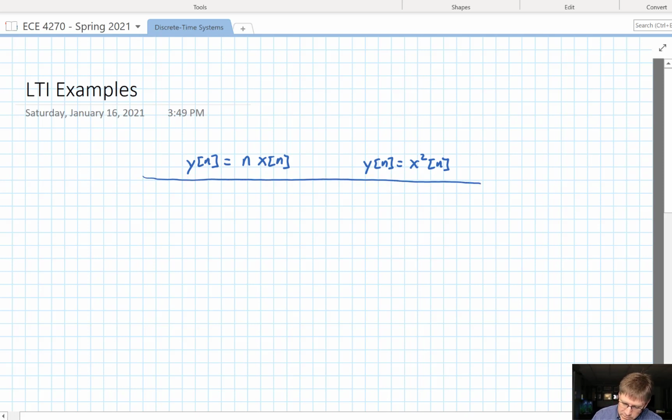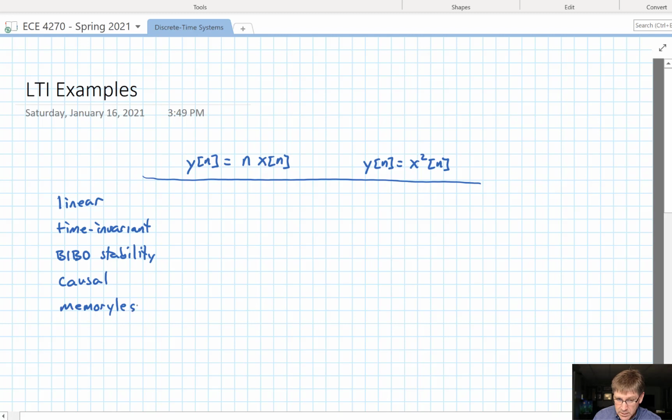So we want to look at linearity, time invariance, BIBO stability, causality, and whether or not it's memoryless.